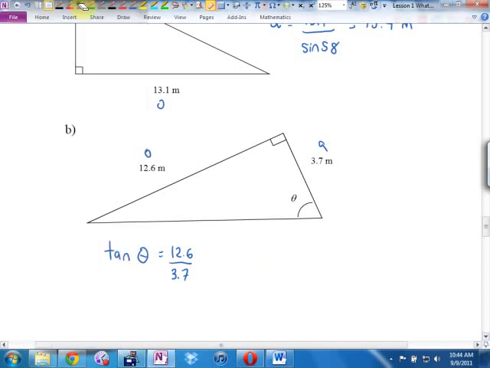How do I show that step? Now, in your homework, I'm not too fussy, but on a test or on the provincial, which doesn't exist anymore, you would go like this. Theta equals the inverse tan, that's the symbol for second function tan, of 12.6 over 3.7, and that's how we got the 73.6 degrees.